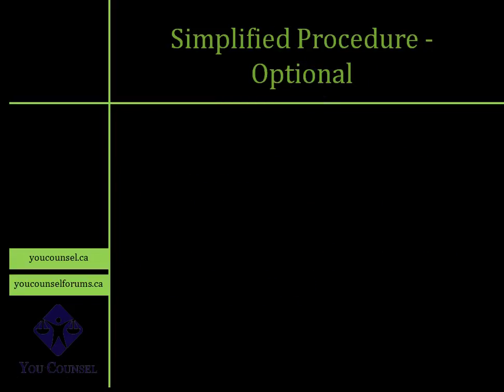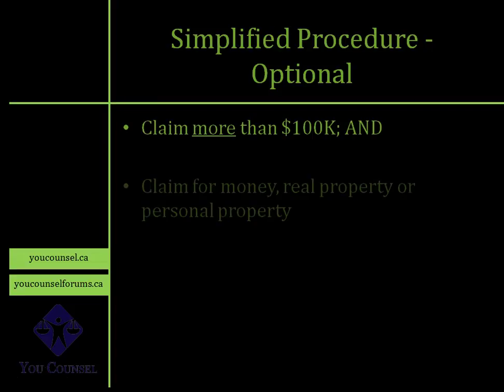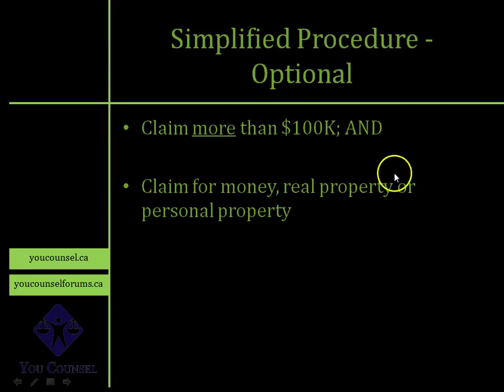When is the simplified procedure optional? If your claim is for more than $100,000 and you meet the criteria of claim for money, real property, or personal property, you can still commence a court action under simplified procedure. This point is important. Even if your case is for more than $100,000, you can still commence in simplified procedure. But what happens is, if you commence a claim which is more than $100,000 under simplified procedure, the defendant has the option to object to it. The defendant may say that under the rules, you must have $100,000 or less in the claim. You have more. I, the defendant, am objecting to you commencing the case in the simplified procedure.